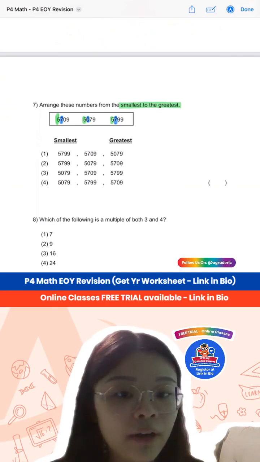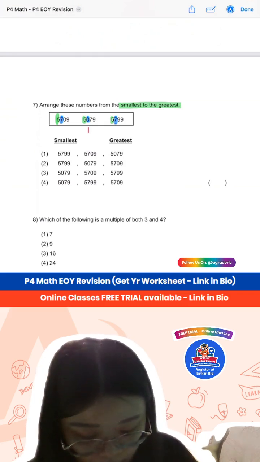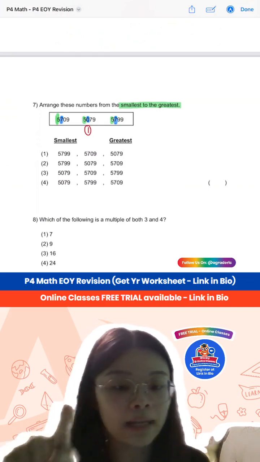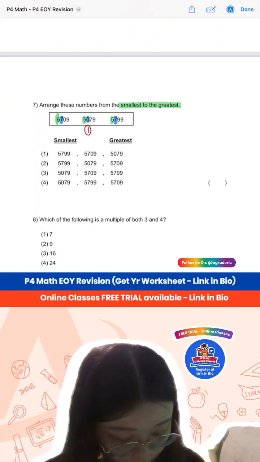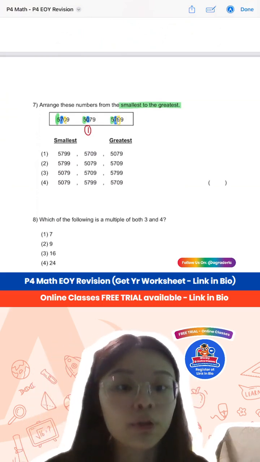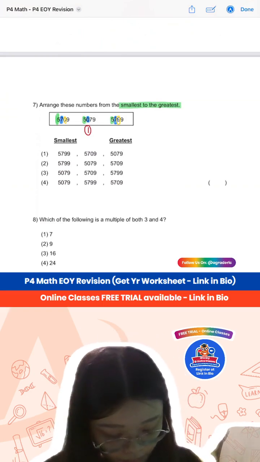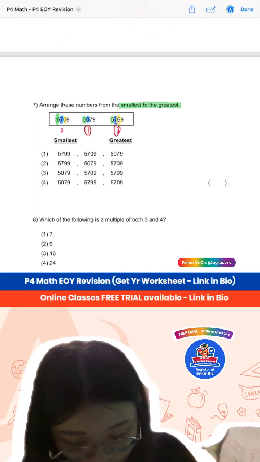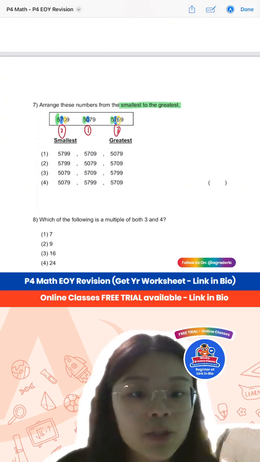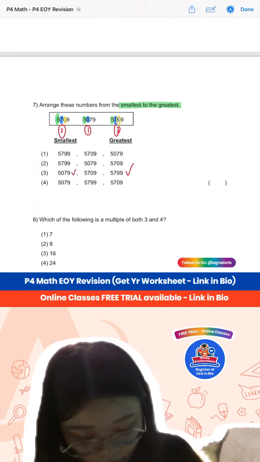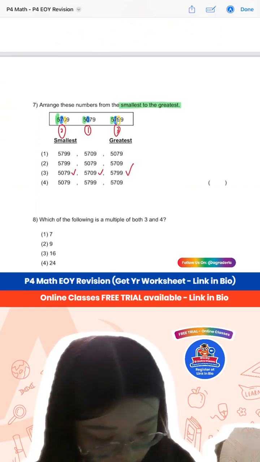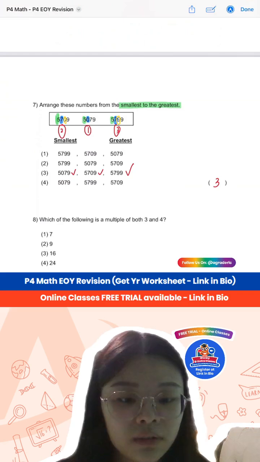So here we already found our smallest. Our smallest is 5,079. So I already know that number is the smallest. And now we move on to our tens place, which is 0 and 9. So we found our greatest one. Our greatest one will be this one, so this is 3, and then this in the middle will be 2. Most of you wrote option 3, right? So option 3 is the correct answer. This is the smallest, this is the middle number, and 5,799 is the greatest. So this is option 3. Good.